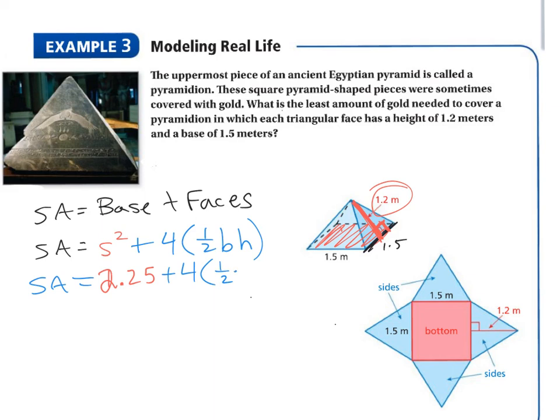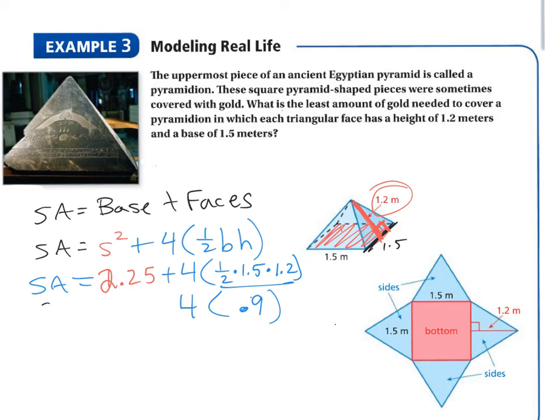So 1/2 times 1.5 times 1.2. Okay, so I'm going to take 1.5 on my calculator times 1.2, and I'm going to get 1.8, and then I'm going to take half of that, or divide it by 2. Another way to do it would be multiply it by 0.5, right? 1/2 is 0.5 as a decimal. I'm just going to divide it by 2, because taking 1/2 of something is the same as dividing by 2. And this whole thing is 0.9. So 4 times 0.9 is 3.6.